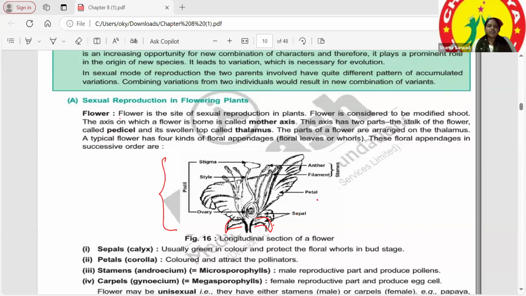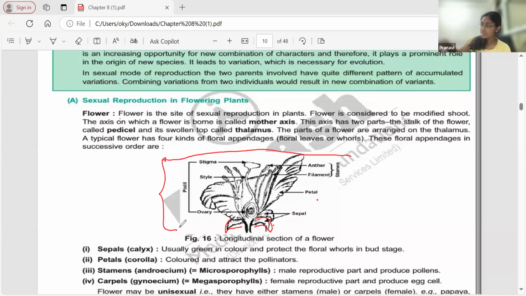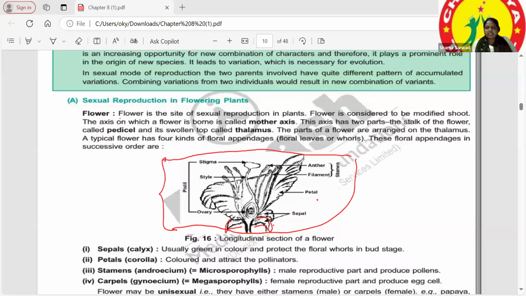Now next, you have to draw this diagram. Once you have done, I'll explain the structure of the flower. Ma'am, do I do it now? Yes, you have to. See, this ovary part is here, attached to the petals. Here it is called the stigma.